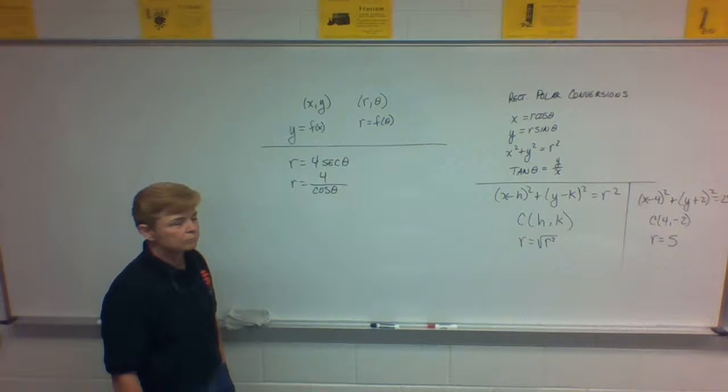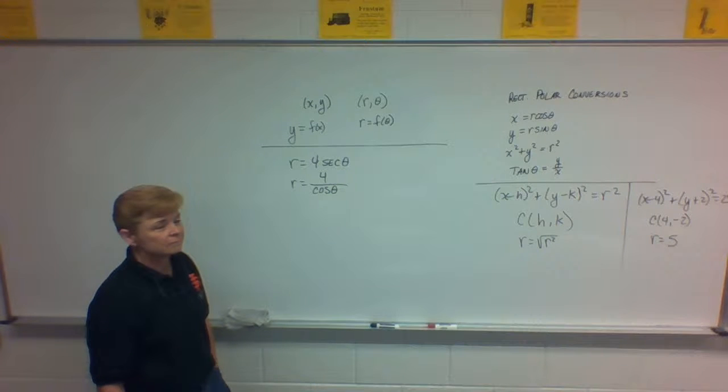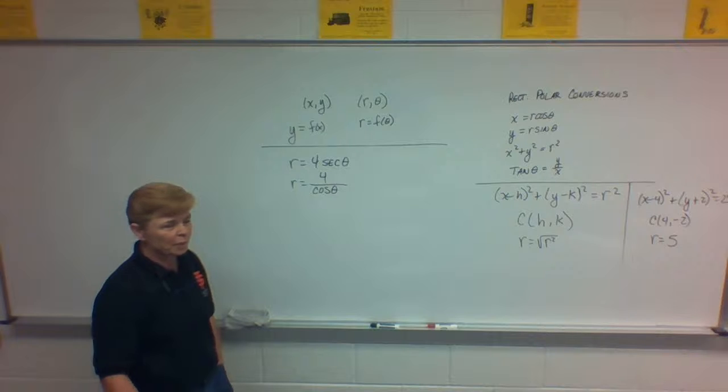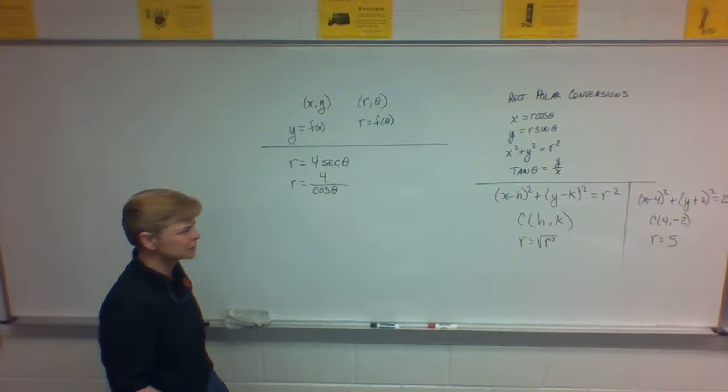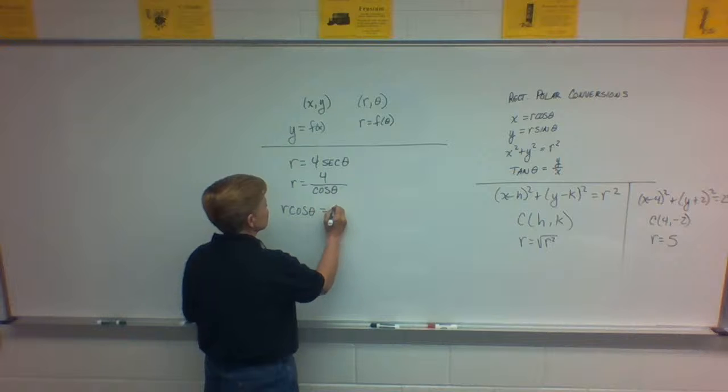Times both sides by R. Your instincts tell you to cross multiply, don't they? Times by cosine. Yeah, times both sides by cosine. In other words, cross multiply. Doesn't that feel instinctive by now? Yes. I have R cosine theta equals 4.